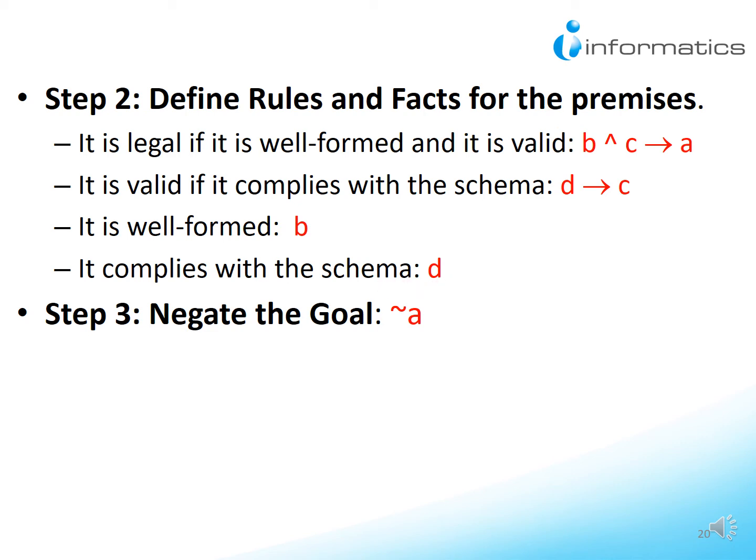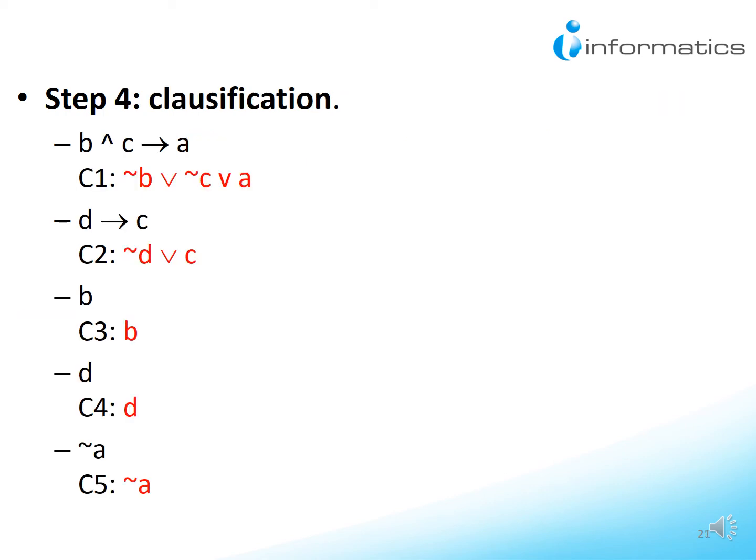The goal is to prove that it is legal, A, which we purposely negate following the principle of RAA, or the refutation principle. So after negating the goal, we have not A, and based on these rules, we would like to find a contradiction. Because the resolution principle works on clauses, the next step is the clausification of all the rules and facts.